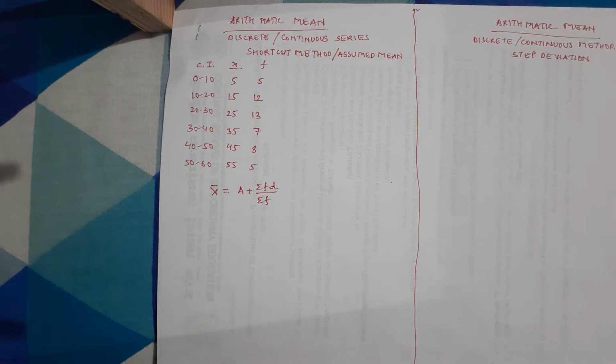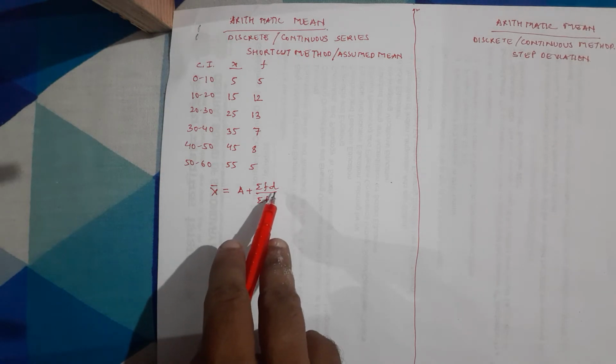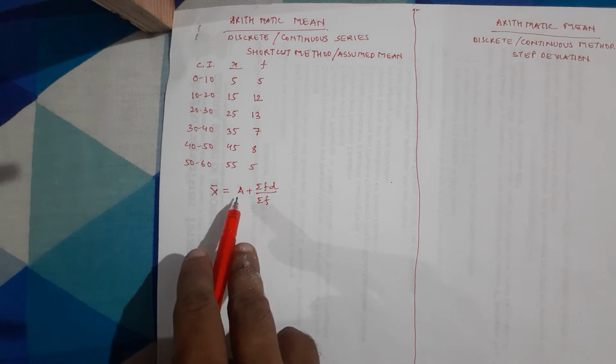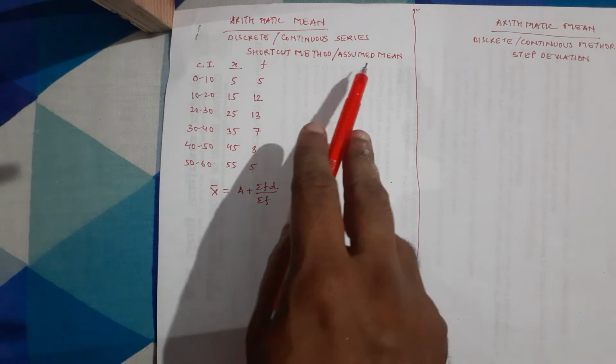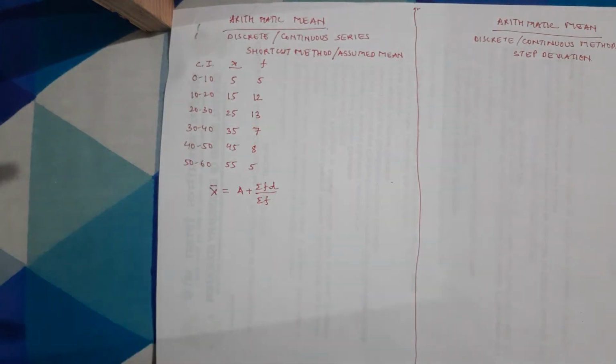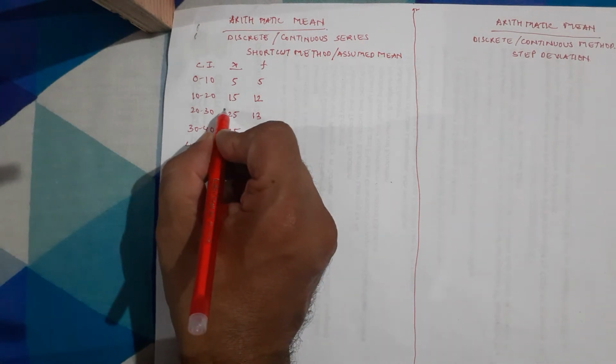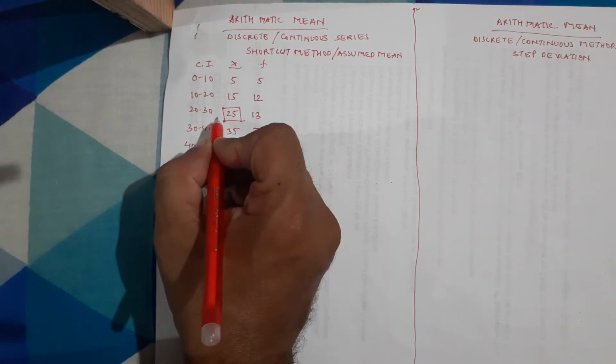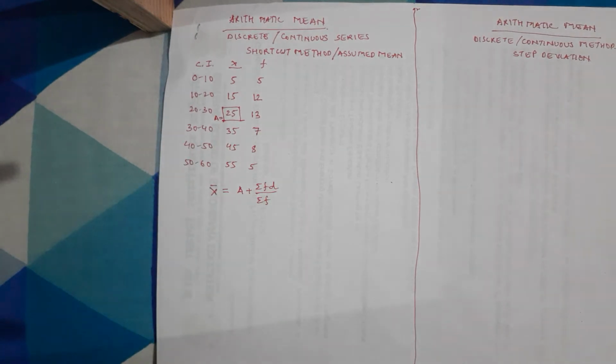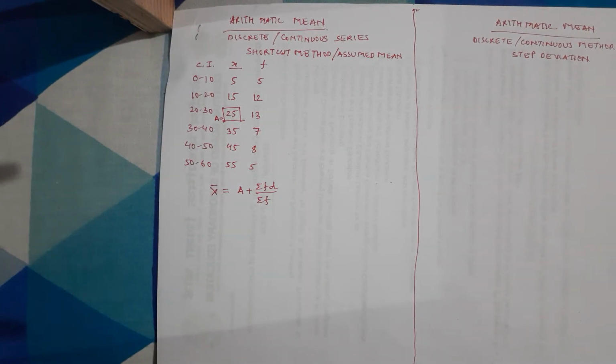Now here two terms are given, one is d, another is a. So this a is our assumed mean. We will assume any number from x as a mean. So here I am taking 25 as our a. You can take any number.